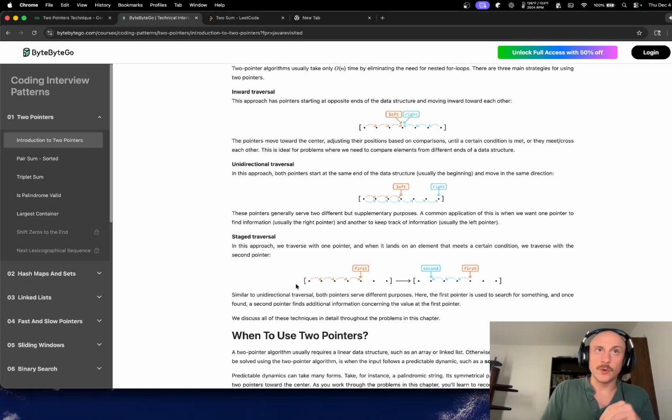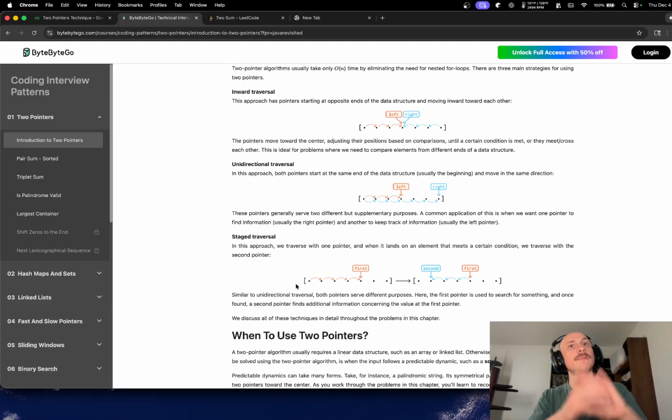In this approach, we traverse with one pointer, and when it lands on an element that meets a certain condition, we traverse with the second pointer. Similar to unidirectional traversal, both pointers serve different purposes. Here, the first pointer is used to search for something, and once found, a second pointer finds an additional piece of information concerning the value at the first pointer. We discuss all of these techniques in detail throughout the problems in this chapter.